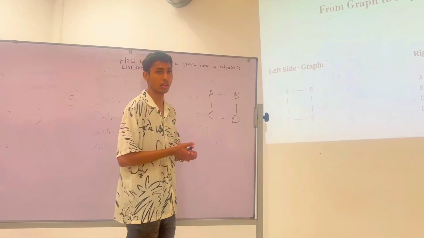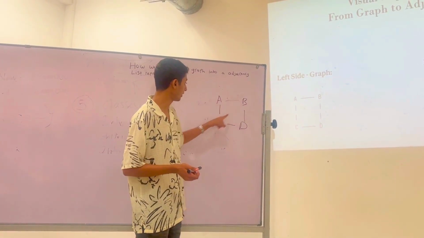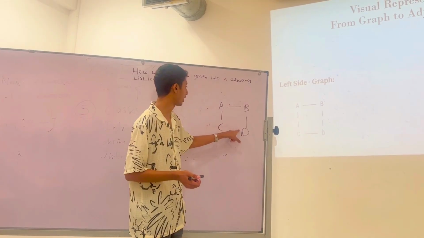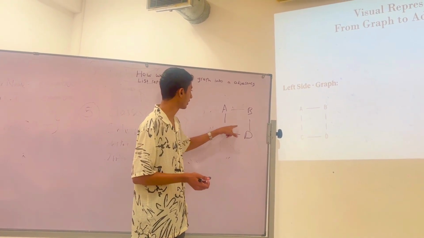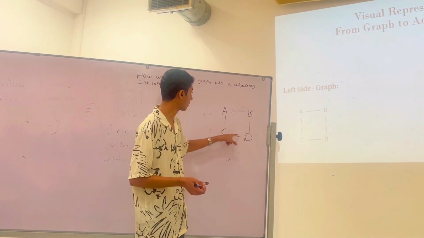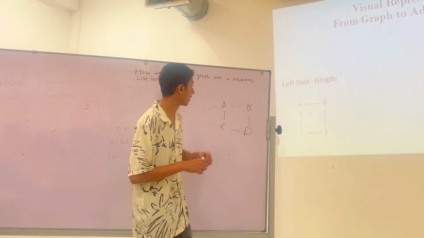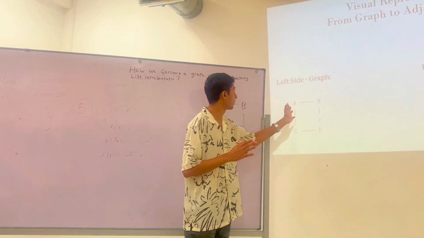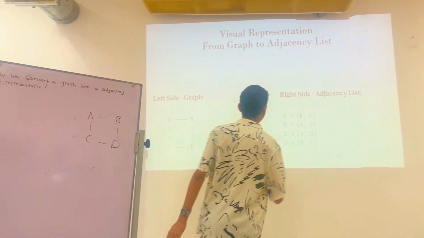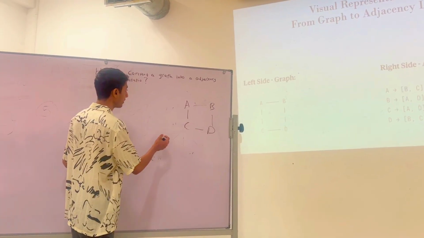Vertex A is connected to B and C, and vertex B is connected to A and D, and vertex C is also connected to A and D, and again vertex D is connected to B and C. So this is the understanding of the left side graph. When it comes to the right side, it depicts the same thing. I will represent it here on the right side.